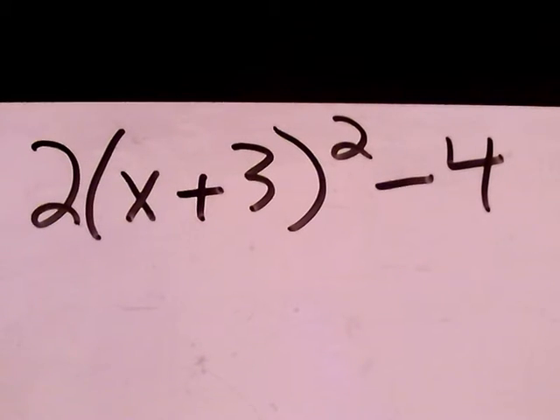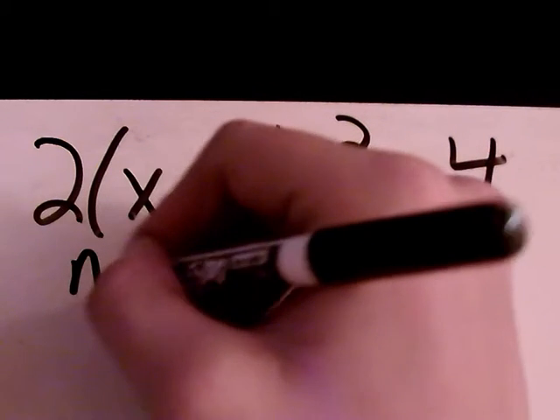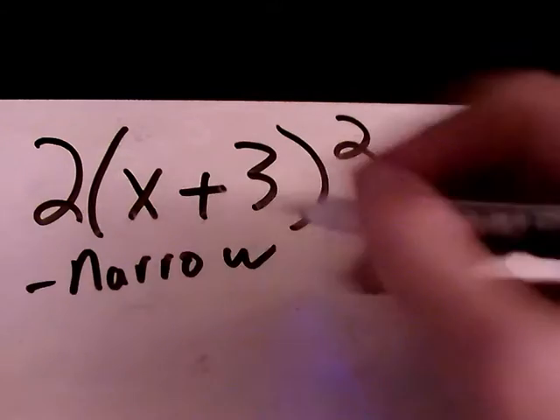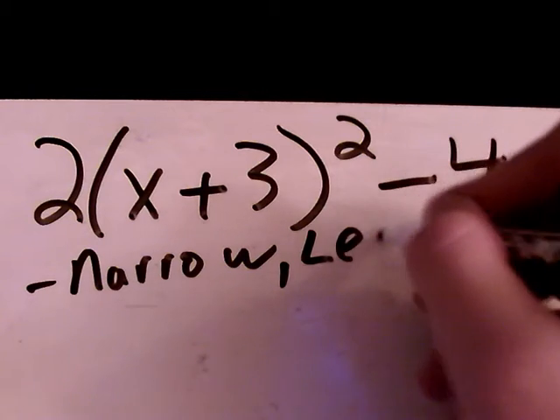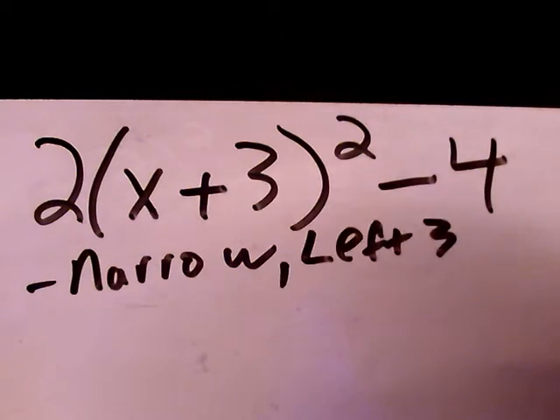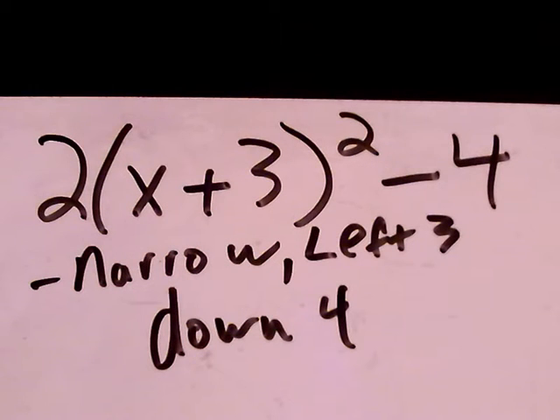Alright, so let's look at this one right here. Combine it, make it a little harder. So there are 3 different transformations in the first one. You can work at it any way you want, just make sure you do not get them mixed up. We know that it's narrow because of the 2. The plus 3 is telling us to move to the left 3. And that minus 4 is telling us to move down 4. So there's a few things going on there, but if we just break it down one thing at a time, we're fine.